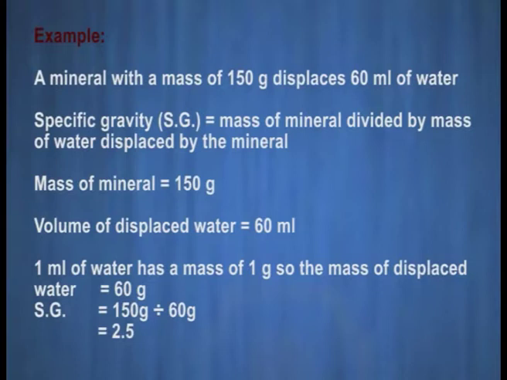What is the mass of the mineral? The mass of the mineral is 150 grams. What is the volume of water displaced? It is 60 ml. 1 ml of water has a mass of 1 gram, so the mass of the displaced water is equal to 60 grams. Specific gravity is equal to 150 grams divided by 60 grams, that is equal to 2.5.